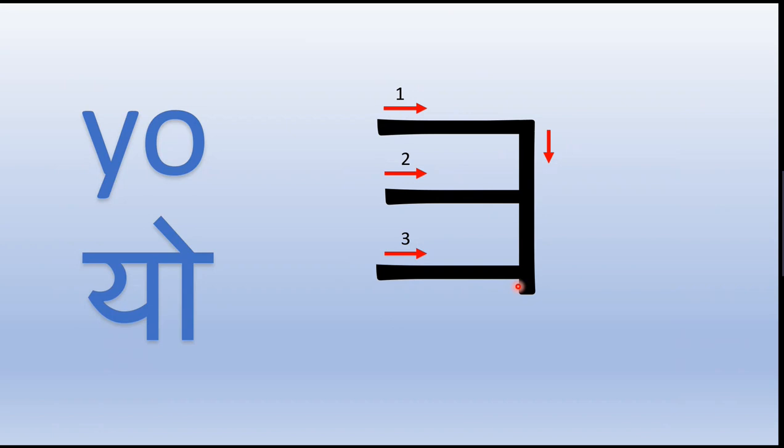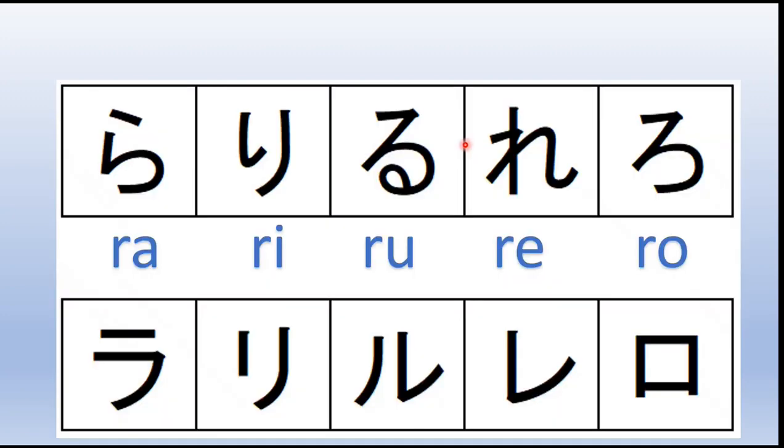Yo appears to be a mirror image of the English alphabet E. So this is how it is written. The first stroke will be this horizontal and continued as a vertical line till here. The second stroke is a horizontal line which is a little shorter than the first one, and the third stroke will be another horizontal line which is equal in length with the horizontal portion of the first stroke. So this is yo in katakana.